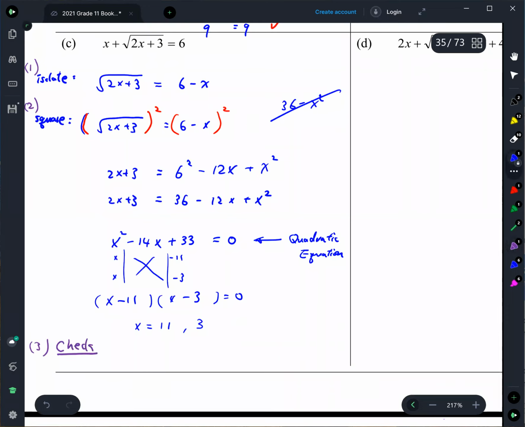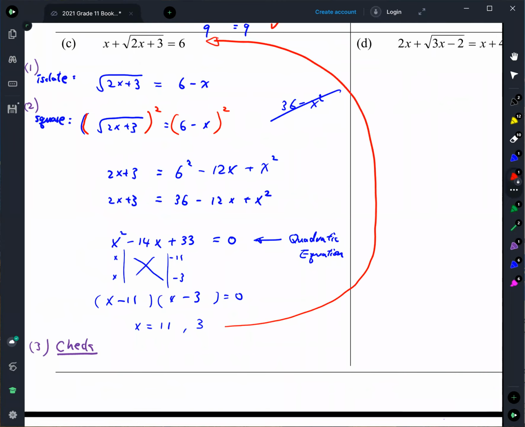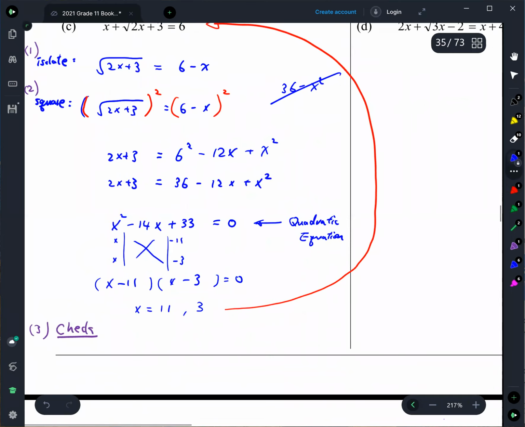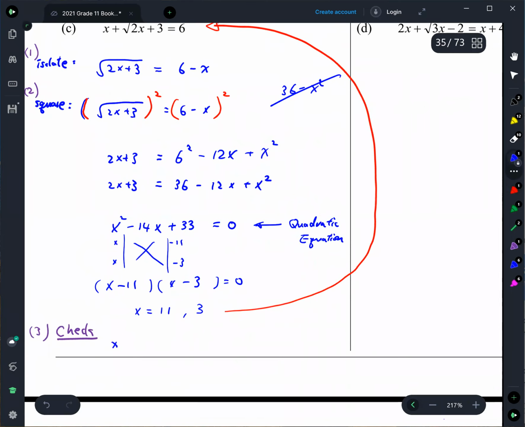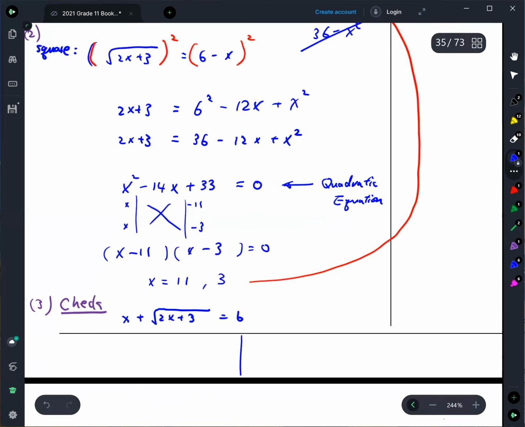And to check, where do we sub it back in, Jenny? The original question. Yes, okay, we need to take these answers, put them back into there, one at a time. So you can check 11, plug it into x, see if left and right equal each other, and then you check 3, okay? So you have x plus root 2x plus 3 equals 6. So I'll let you guys check this by yourself.